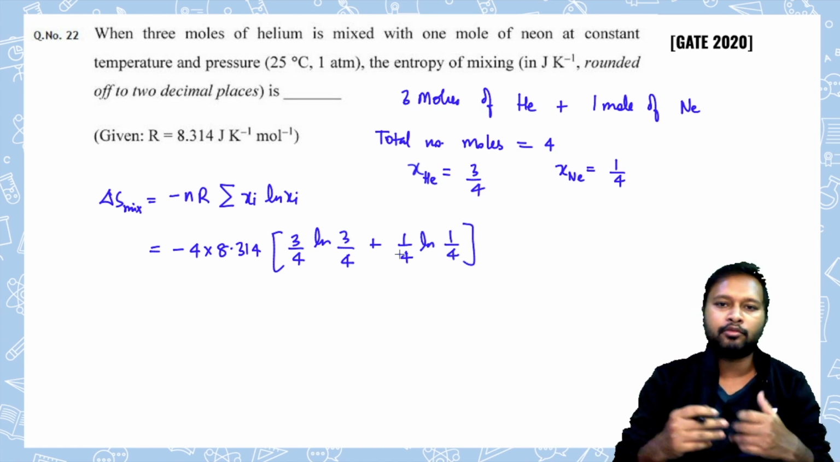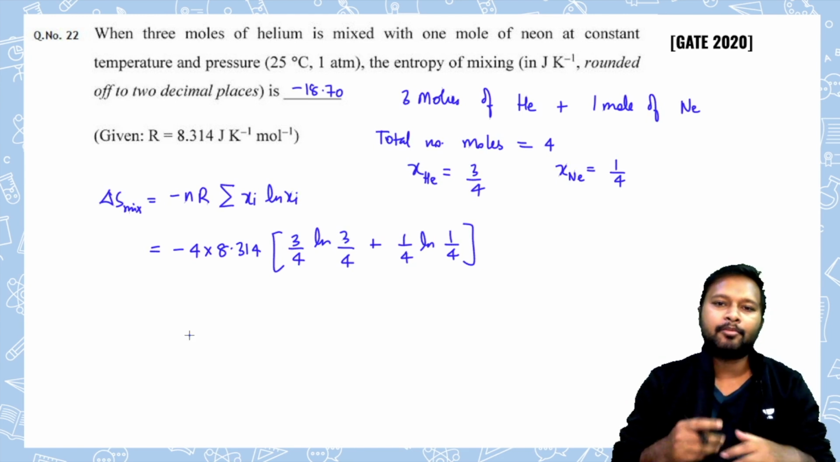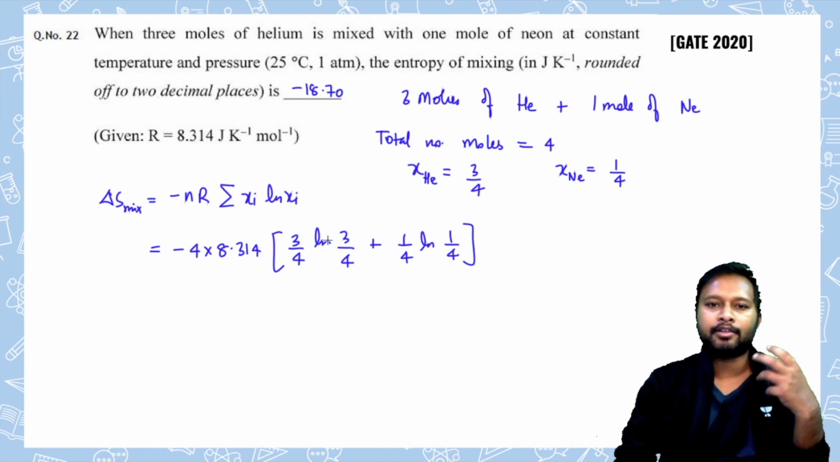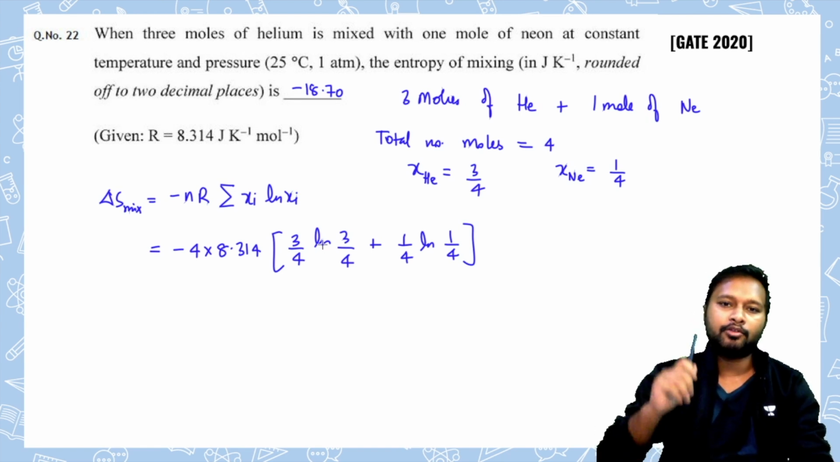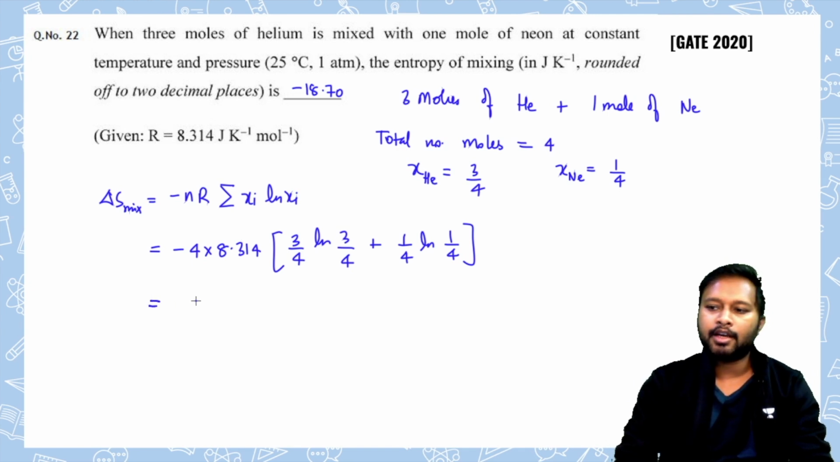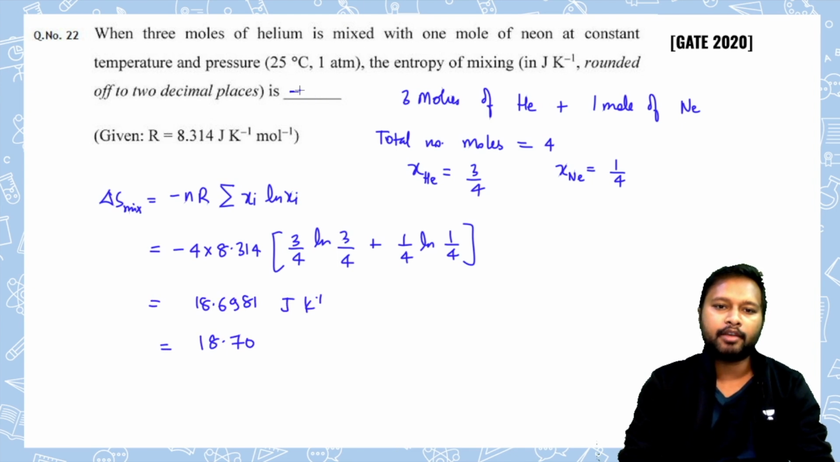Now you can use your calculator to calculate ln and to put all the values. I'm not going to solve that, I'll just tell you what you are going to get after calculation. You can use your scientific calculator to get the value of ln. If you don't know how to use a scientific calculator or the calculator given in the GATE exam, you can watch the video in the I button. I have explained it over there. So after multiplying all of these things, you are going to get around 18.6981 joules per Kelvin. After rounding it off up to 2 decimal places, you will get 18.70 as the answer. So your final answer should have been not minus, it will be just 18.70.